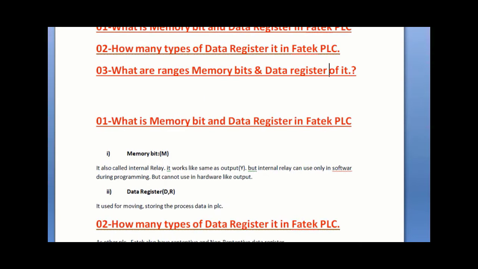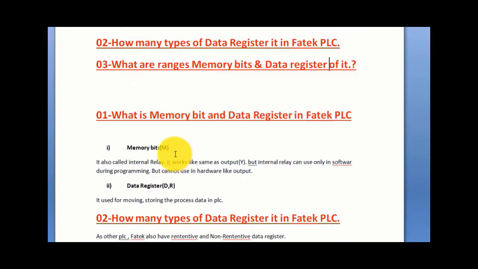Now, first one is what is the memory bit and data register in the Fatek PLC. Memory bit's symbol is M. It's also called internal relay. It works the same as output, but internal relay can be used only in software during programming, but cannot be used in hardware like output. So its behavior is the same as output of the PLC, but we cannot use it in hardware. Like in output of the PLC, we can use it as hardware, we can connect wires with the output. But memory bit can be used only in programming. I will do it in practical in software in this lecture.